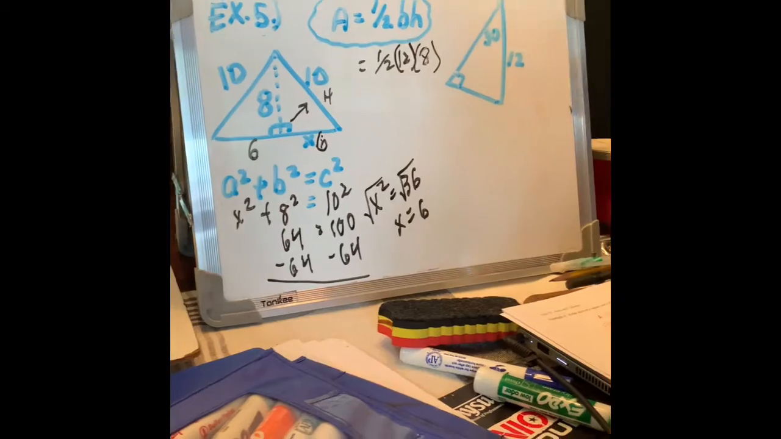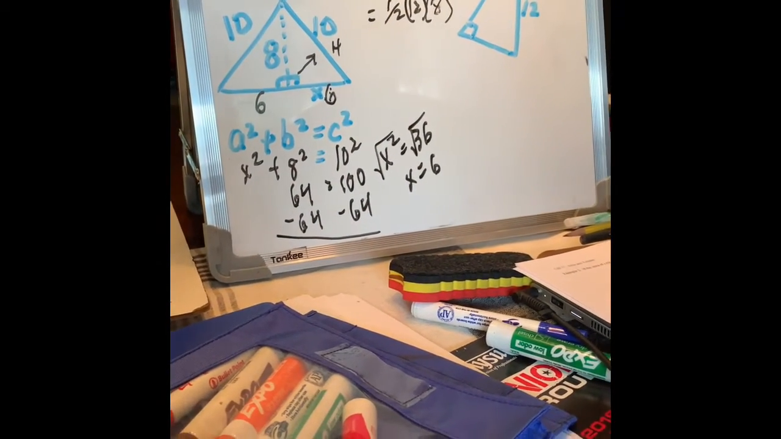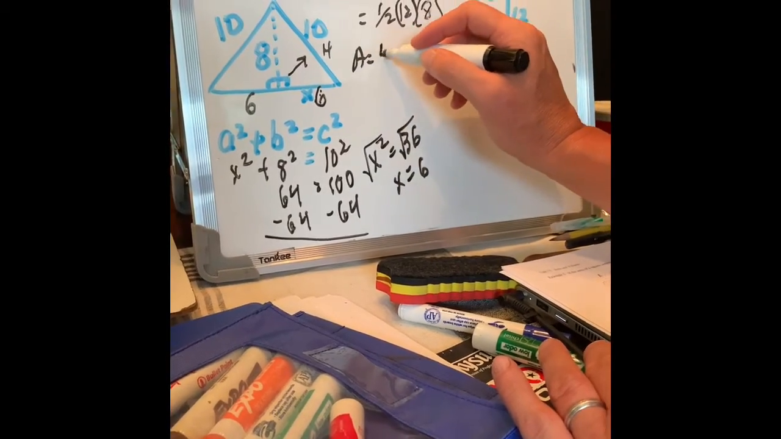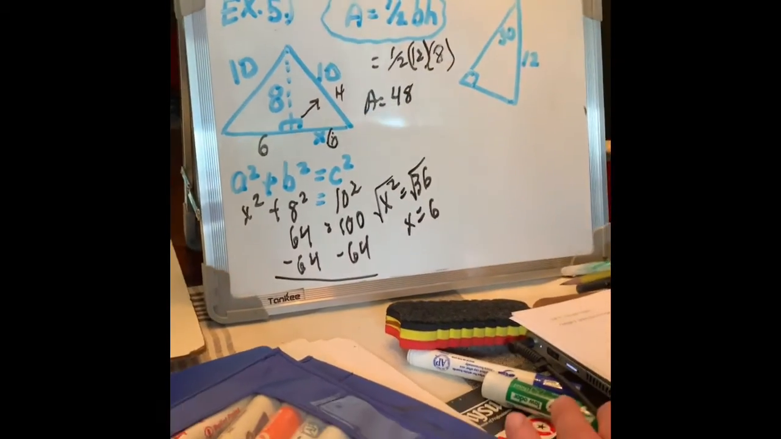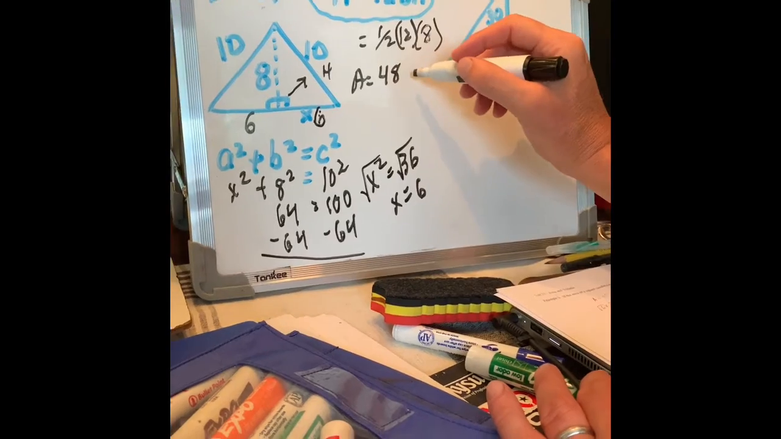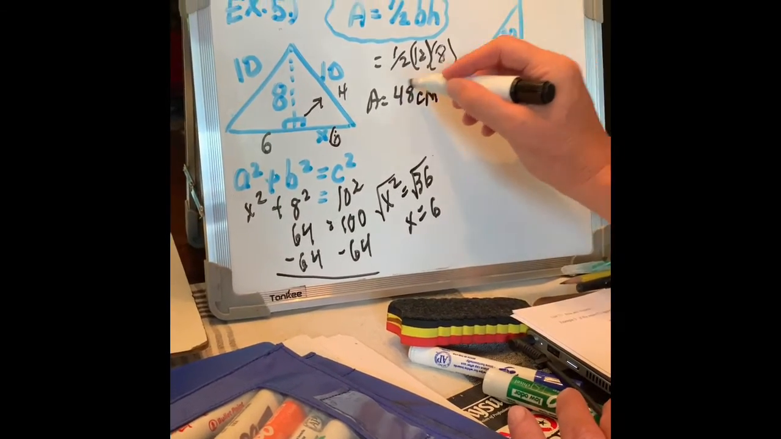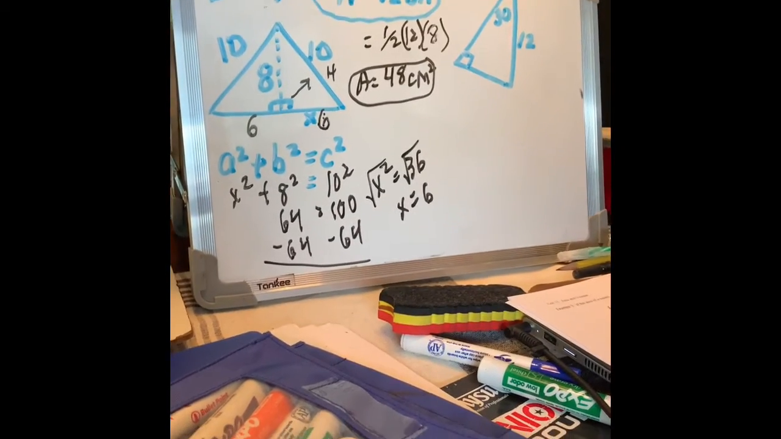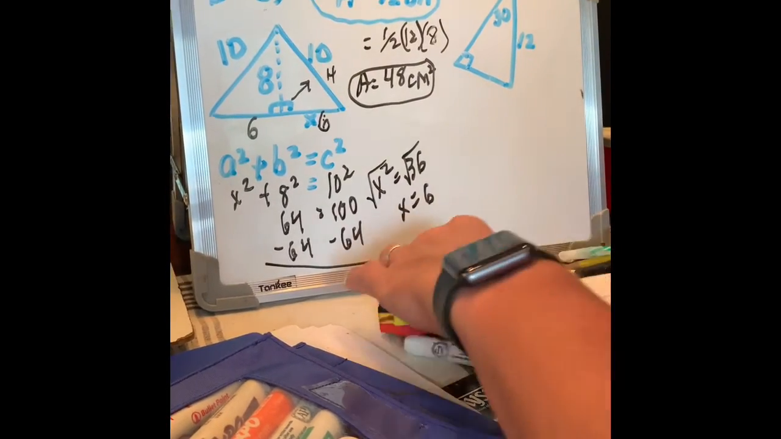So 12 times 8 is 96. 1/2 of 96 is 48. So area equals 48 centimeters. Is that right? Yes, it is. Centimeters squared. So a little bit of a curveball in finding the correct sides before we locate the area.